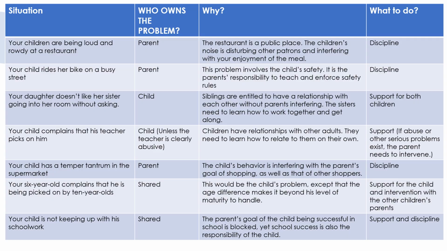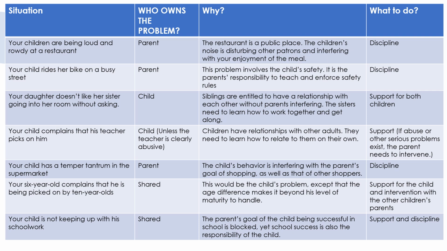So this is kind of a situation: who owns the problem, why, and what to do. If your children are being loud and rowdy at a restaurant, that's a parent-owned problem because the restaurant is a public place. The children's noise is disturbing other patrons and it's interfering with your enjoyment of the meal. So what do we do here? We discipline. When your child rides their bike on a busy street, that's a parent-owned problem because it involves the child's safety. It is the parent's responsibility to teach and enforce safety rules.